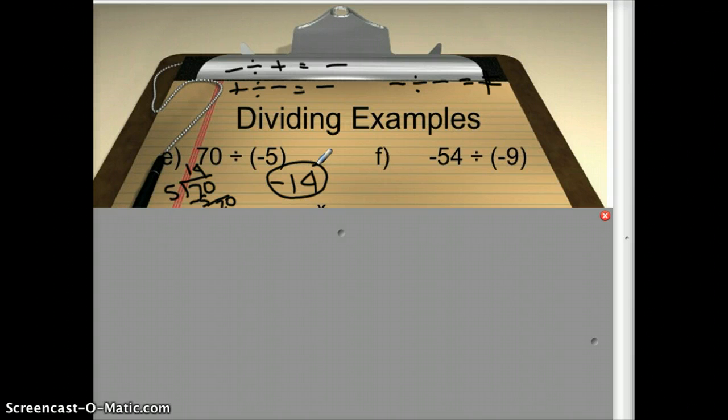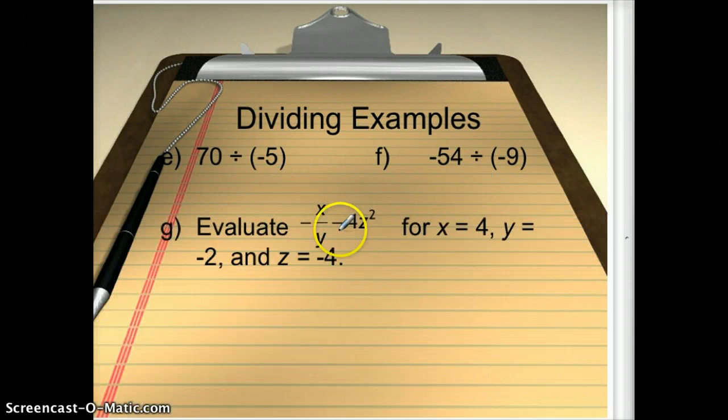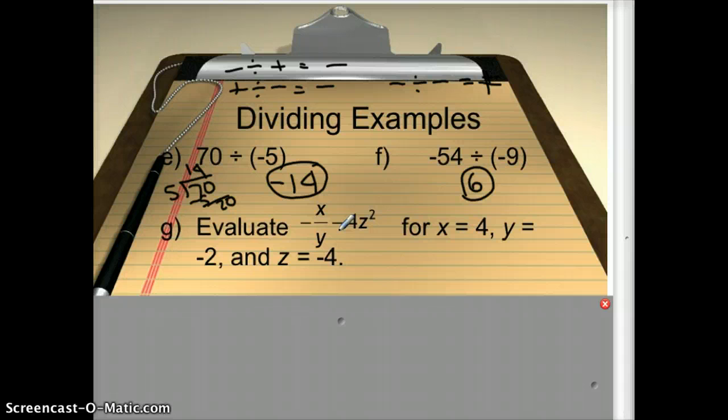Okay, negative 54 divided by negative 9. 54 divided by 9 should be a math fact you have memorized. And it's a negative divided by a negative, so it's a positive answer. We get 6.